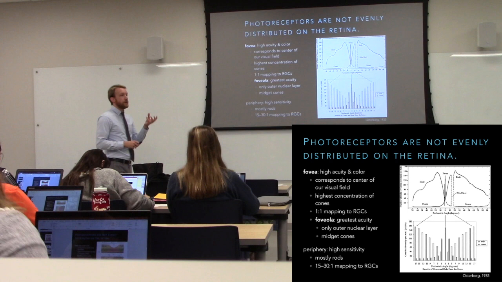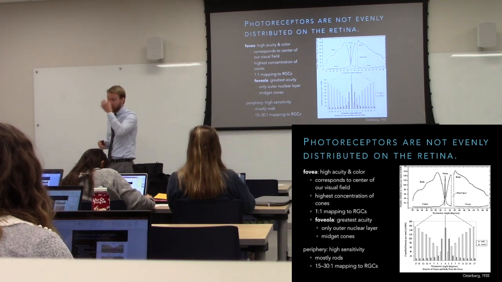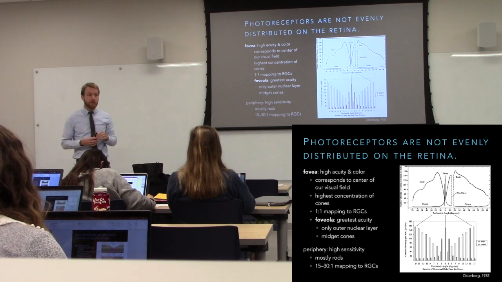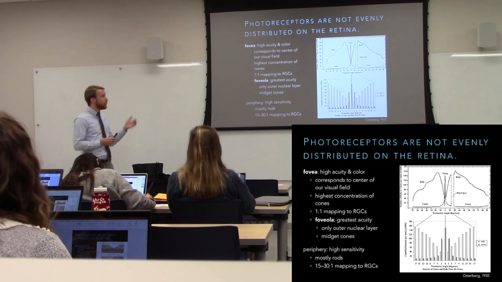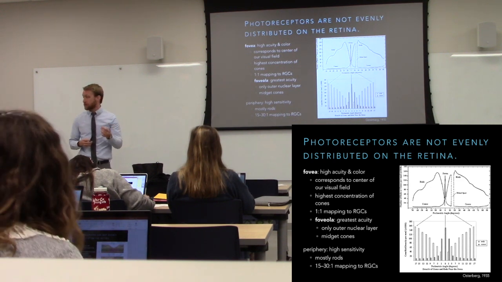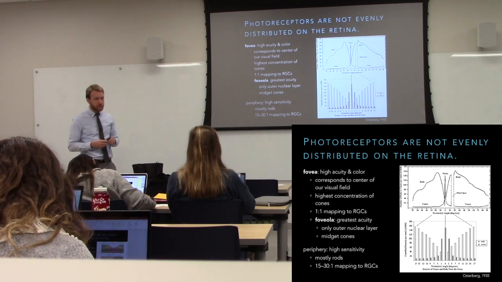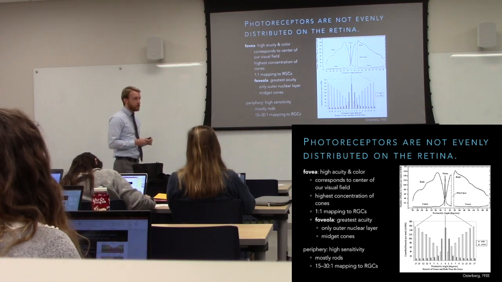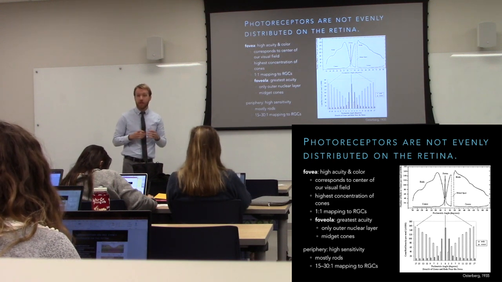So right there in the center of your retina, the center of your visual field, that's where we have our cones. That's where we're going to be able to best distinguish color, see fine details, because there's going to be a one-to-one coupling of photoreceptors to retinal ganglion cells. So they're going to have very small receptive fields. If you want to see something clearly, just look right at it, as long as you have enough light.